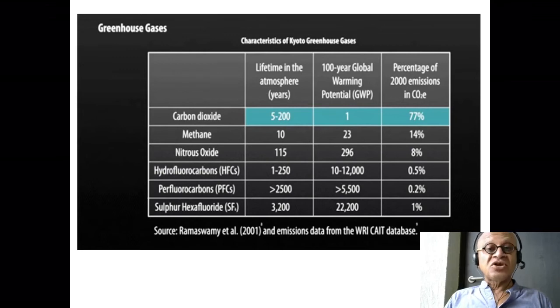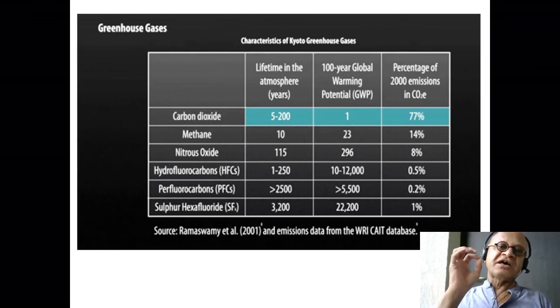Obviously, concentration is not the only thing. Lifetime in the atmosphere is the other critical factor that matters. Carbon dioxide can be 5 to 200 years, depending on how quickly it gets taken up and buried or hangs around in the atmosphere. Methane, much shorter, only about a decade.